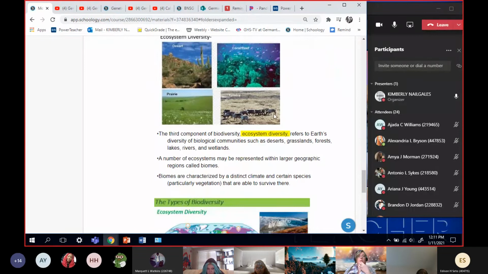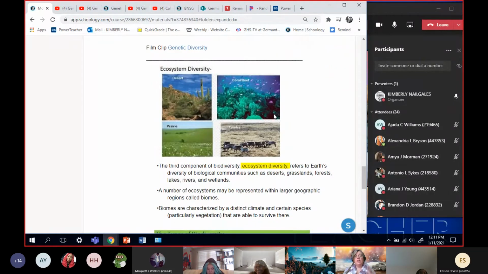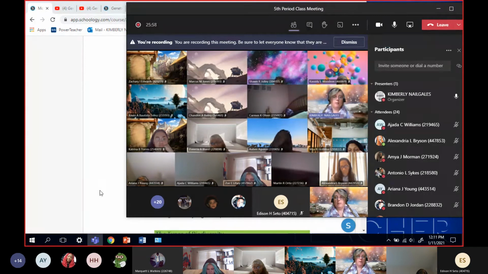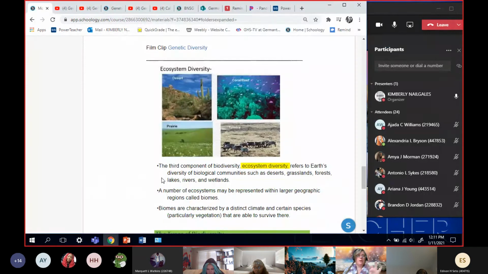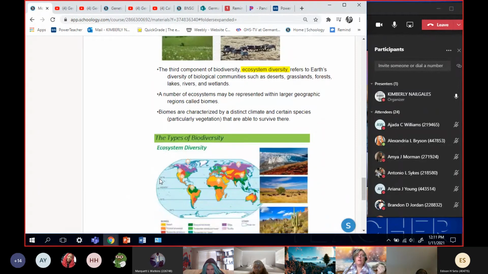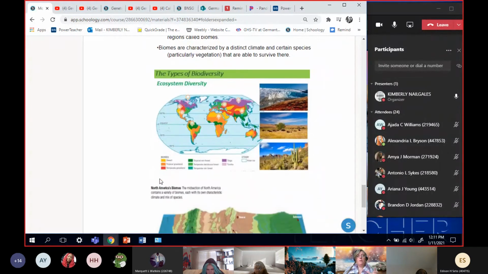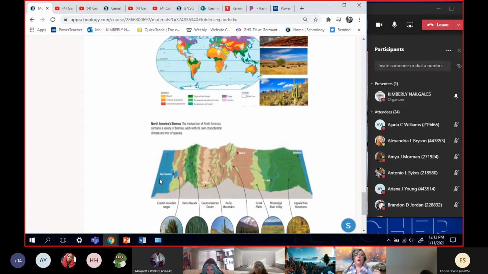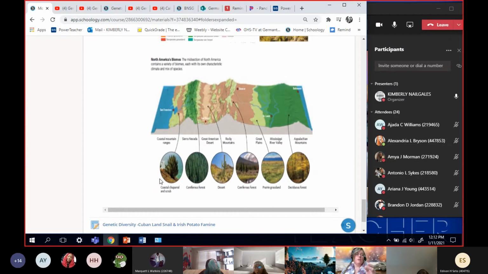All right, the third one, the last one that we're going to cover today is ecosystem diversity, and that's pretty easy. These are the biomes and the ecospheres. All the different types of ecosystems that we have available, like grasslands and forests and rivers and lakes. And when we pull them on up, then we begin to talk about the different biomes, like savannas and taiga and tundra and deserts and rainforests, all of those different things. That's ecosystem diversity.